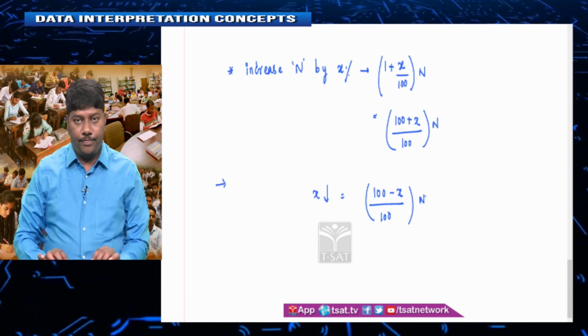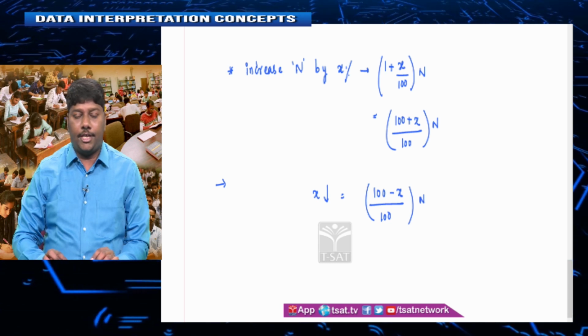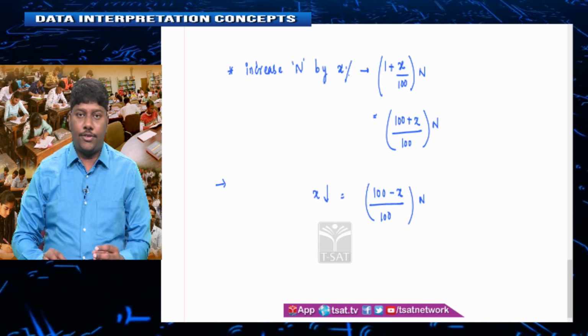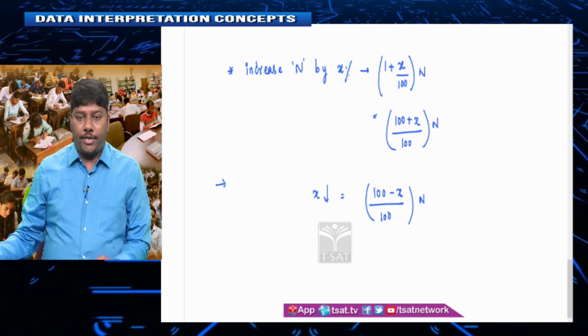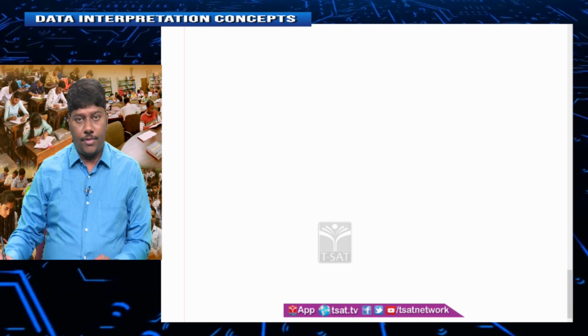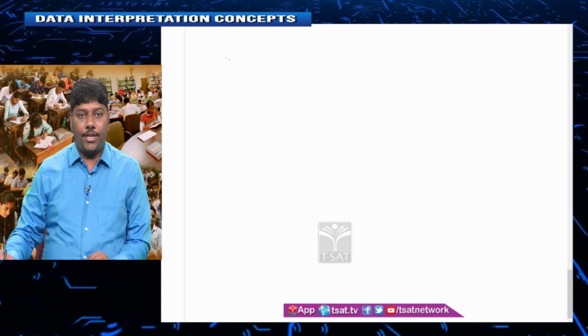So first we have seen X percent of Y, X is what percent of Y, then X percent increase and X percent decrease. If they ask you to increase or decrease any number by X percent, you can do this. Then finally, most importantly, percentage increase or percentage decrease. Percentage more or less are the same as percentage increase and percentage decrease.